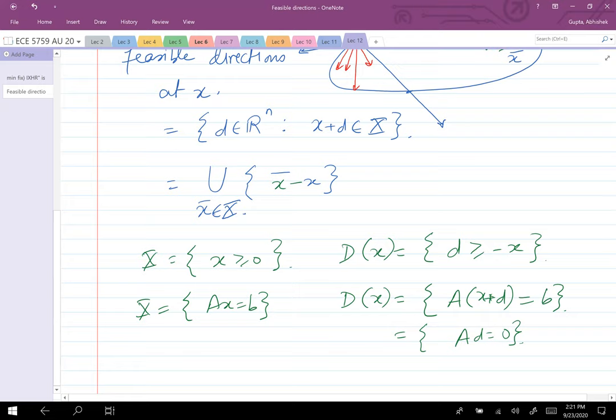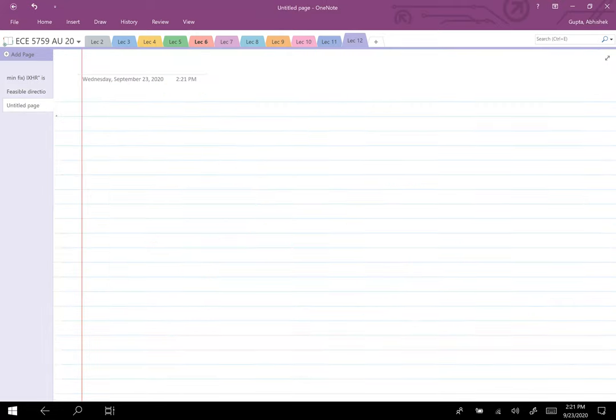Okay, cool. So let's move on to algorithms. Whenever we want to come up with algorithms, let's consider the same set of arguments we made in the unconstrained optimization case.